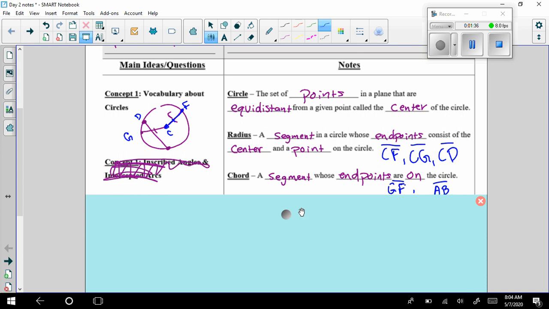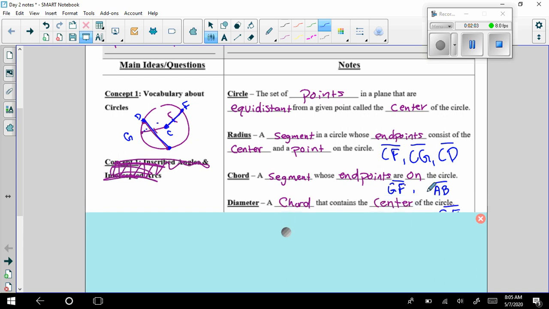A chord is a segment whose endpoints are on the circle. So they go all the way from one side to the other, and they can pass through the center, but they don't have to, as long as you have one endpoint on this side and one point on this side. So if I drew a line from G to F, that would be a chord. You name it again, just like you would any segment, GF, AB, whatever those endpoints are.